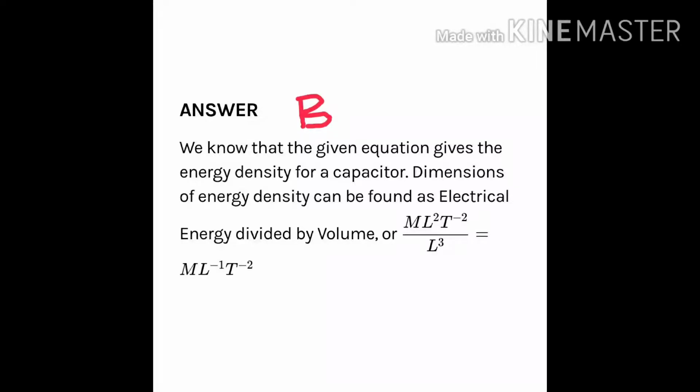We know that the given equation gives the energy density for a capacitor. Dimensions of energy density can be found as electrical energy divided by volume. So, ML square T power minus 2 divided by L cube, you will get ML power minus 1 T power minus 2. So, the correct option is B.